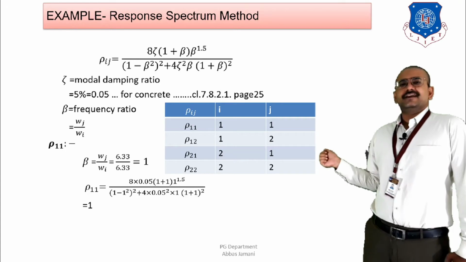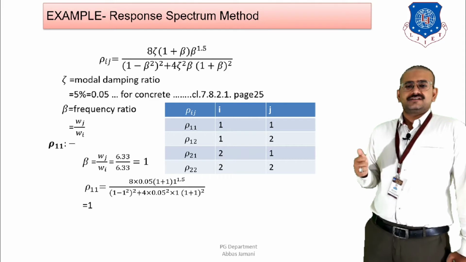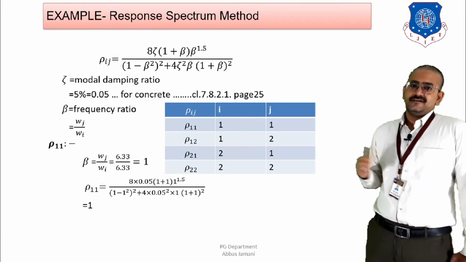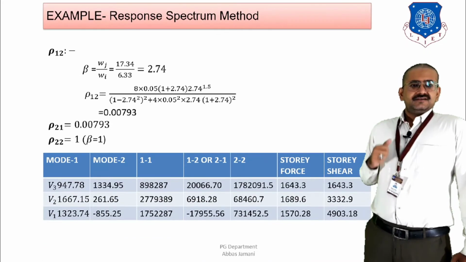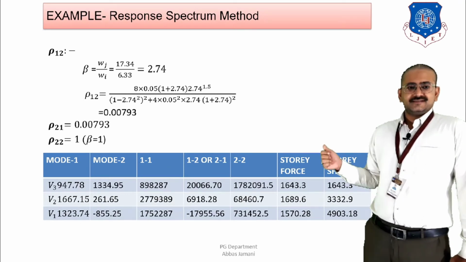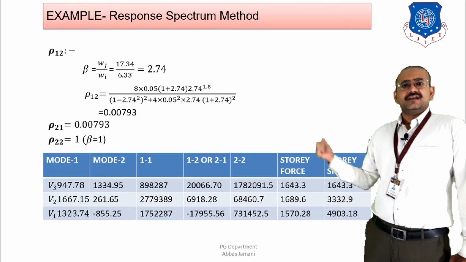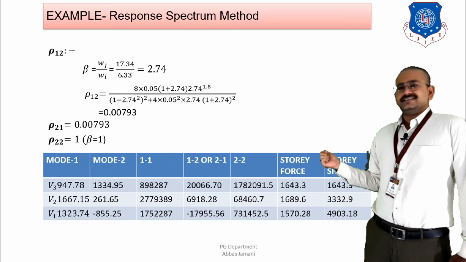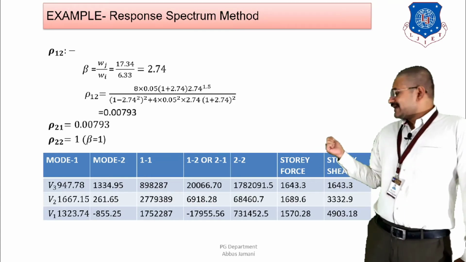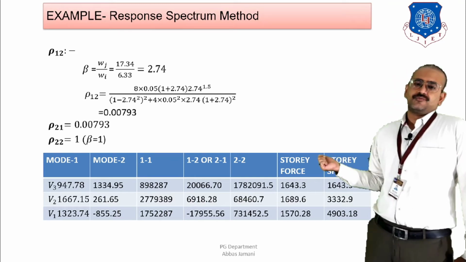Substituting beta equal to 1 and eta equal to 0.05, with all remaining values constant, we get the value of rho 11 as 1 in the above equation. Similarly, if I want to calculate the second case, that is rho 12 or rho 21, it is going to be different. So for rho 12, I again need to calculate beta, because beta is equal to omega 2 by omega 1. Omega 2 is 17.33 and omega 1 is 6.33. I substitute and get beta equal to 2.74.